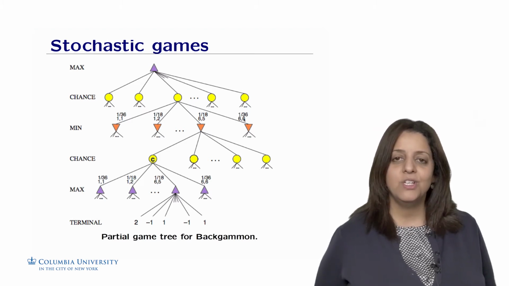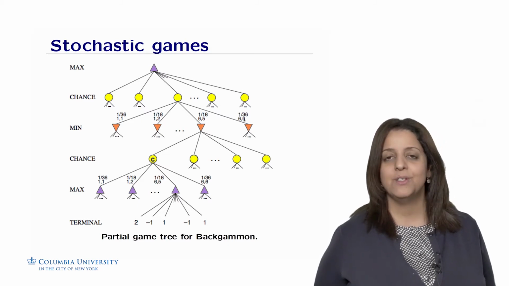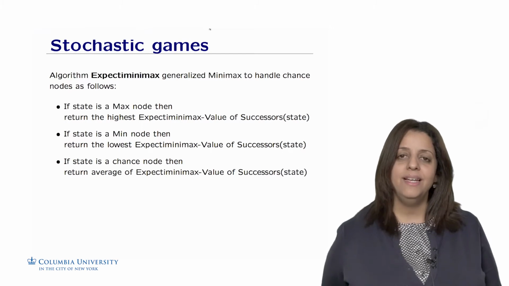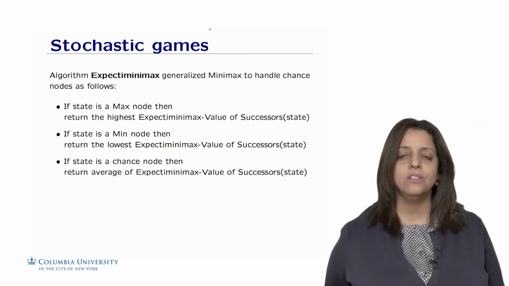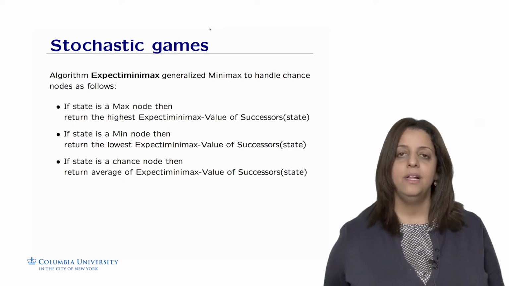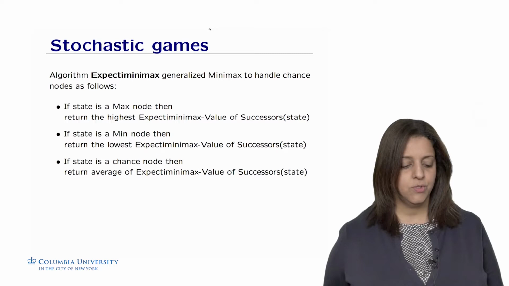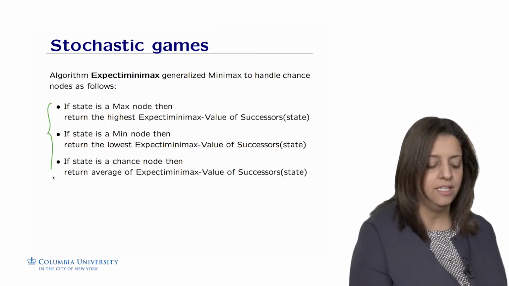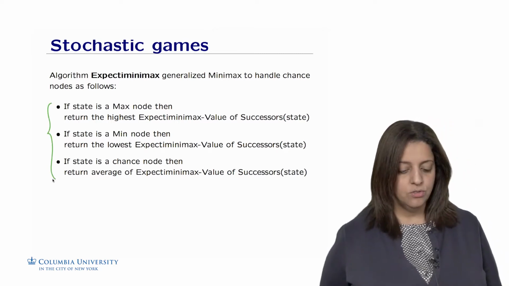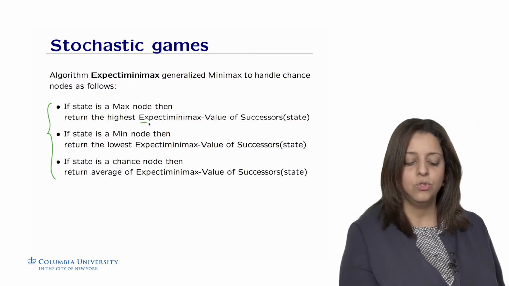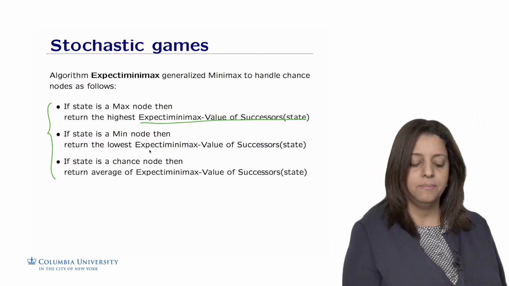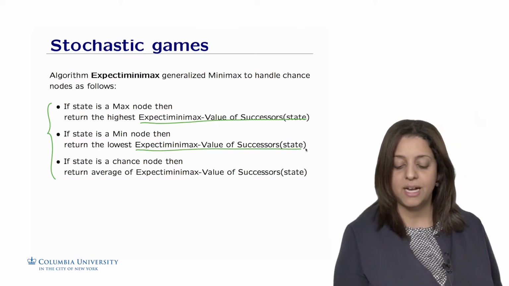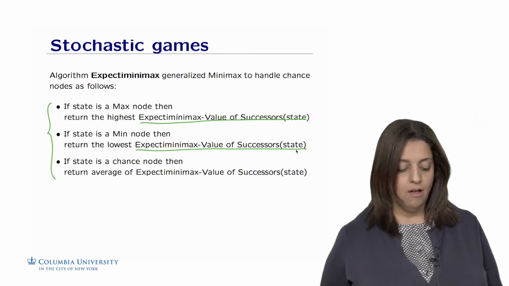We need to take into consideration this new element in the search game in order to find the best solutions for max. The algorithm that can handle this randomness in the game is called expectiminimax, which generalizes the minimax algorithm to handle the chance nodes as follows. This is a function very similar to the one we have seen for minimax. If the state is a max, we call expectiminimax on all the successors, or all the children, of the state. If the state is a min, we again call expectiminimax on all the successors of the state to minimize for min.